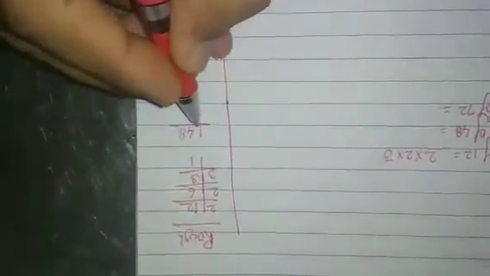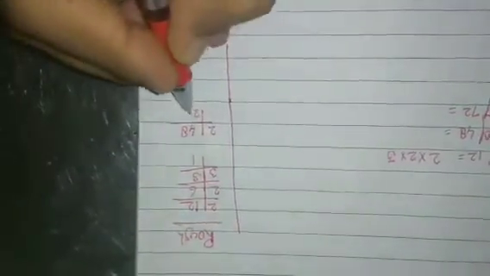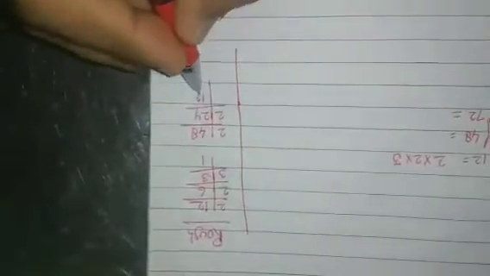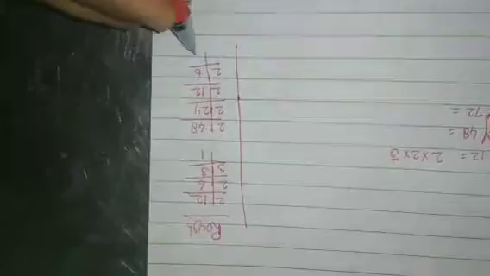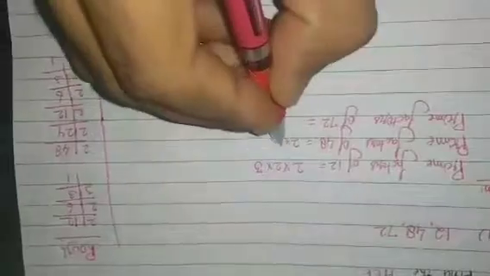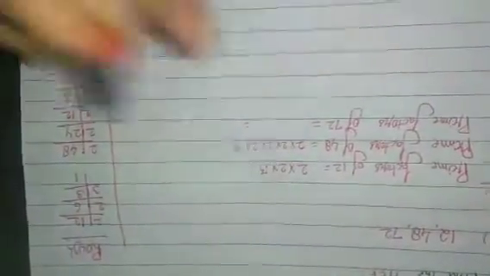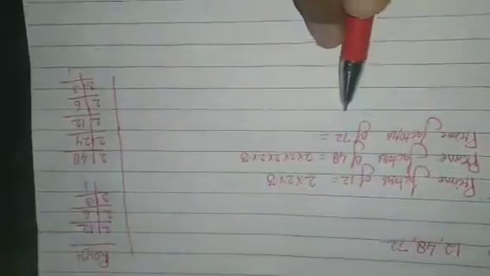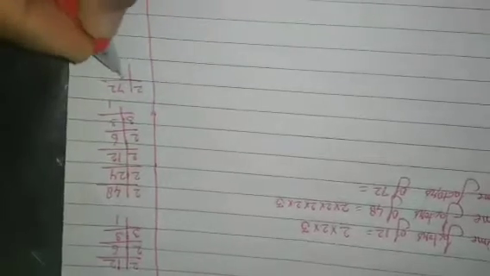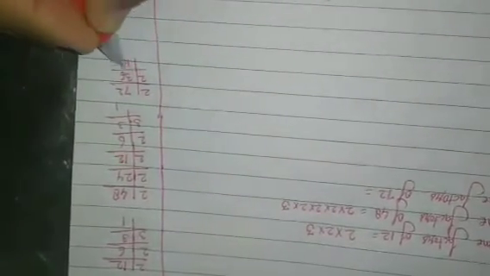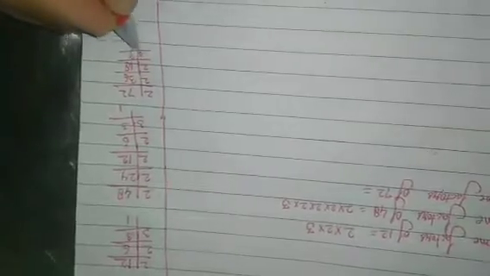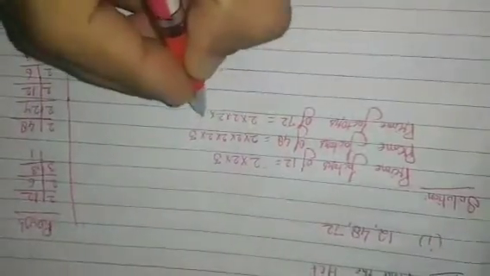Then another number has been given, 48. It will also be divisible by 2. 2 twenty-fours are 48, 2 twelves are 24, 2 sixes are 12, 2 threes are 6, then 3 ones are 3. So you will note it down here: 2 into 2 into 2 into 2 into 3. Another number has been given here, 72. So you will also find the prime factors of 72: 2 thirty-sixes, then 2 eighteens, 2 nines, 3 threes, then 3 ones. It means you will write it here as 2 three times and 3 two times.